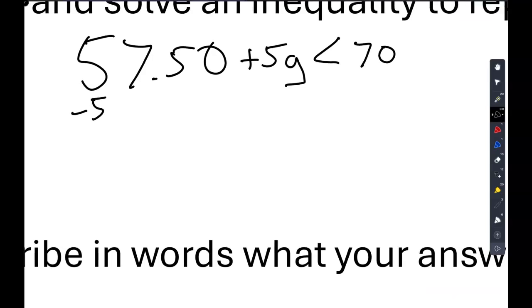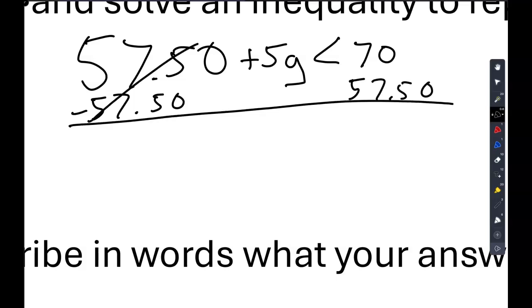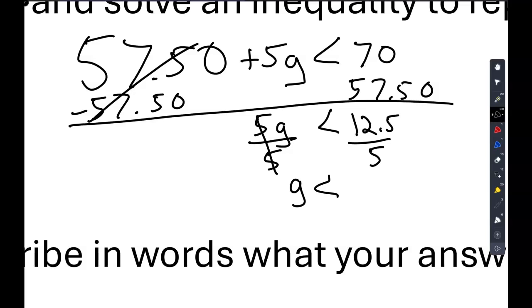We're going to subtract 57.50 on both sides. Okay, this will cancel out, leaving 5 gigabytes less than 70 minus 57.50 is 12.5. Then we're going to divide by 5, like so. All right, this will cancel out, and you'll have G is less than 12.5 divided by 5, which is 2.5.